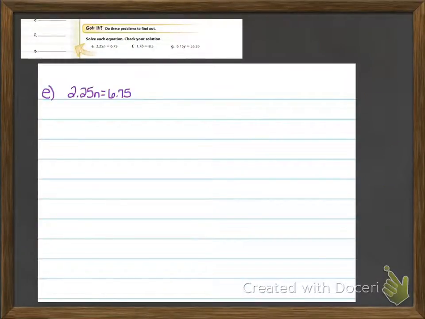All right, so here's example E. We have 2.25 times n equals 6.75. So we're going to go ahead and separate our 2 sides.